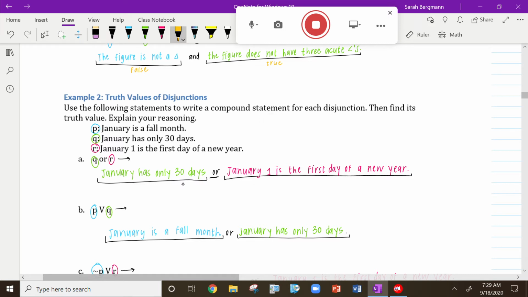Let's talk about the truth value. January has only 30 days. This is false. January has 31 days. My husband's birthday is January 31st. That's how I remember. Or January 1 is the first day of a new year. This is true. Since one of these is true, overall the statement is true. Because remember, for a disjunction, only one must be true. So we'll say true because R is true.